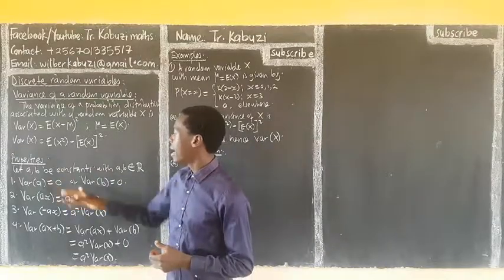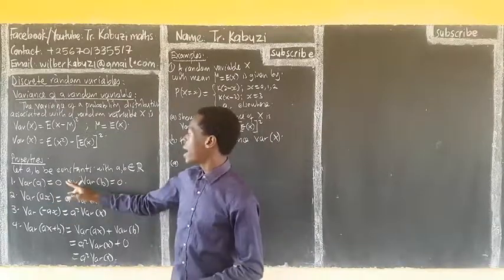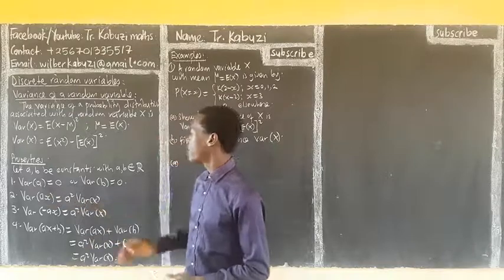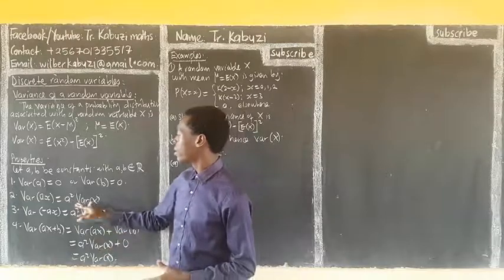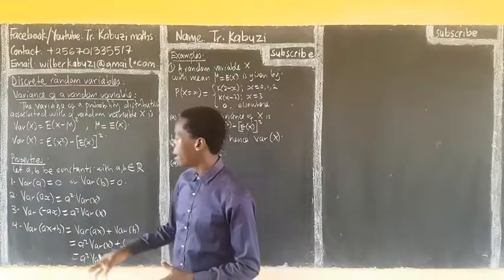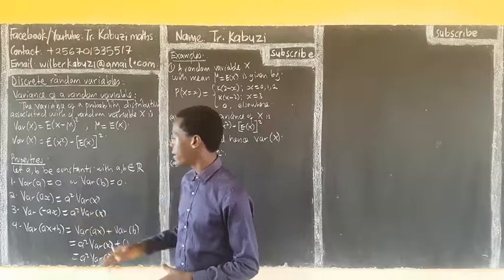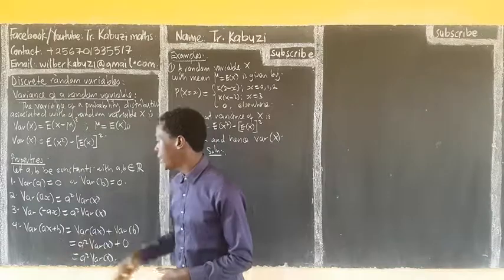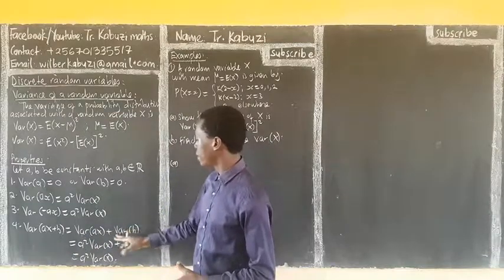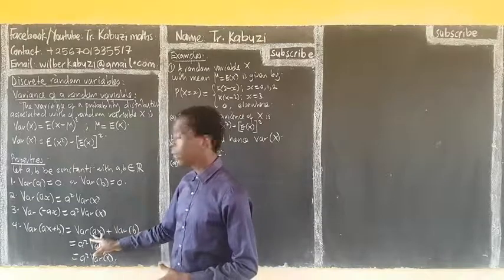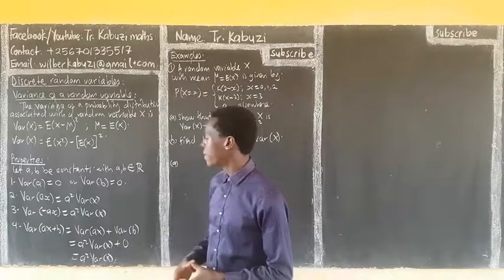Then the properties, let a and b be constants. Var of a constant is 0. If a and b are constants, var of a is 0 and var of b is 0. Then var of a x is equal to a squared var of x. Then var of negative a x is the same, you square it, then var of x. Then var of x plus b is the same as var of x plus var of b. And we said var of a constant is 0, and var of the coefficient, it comes and squares there, as simple as that.